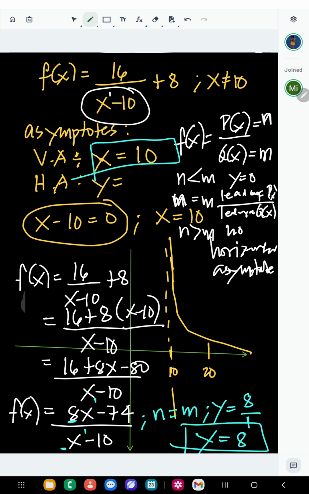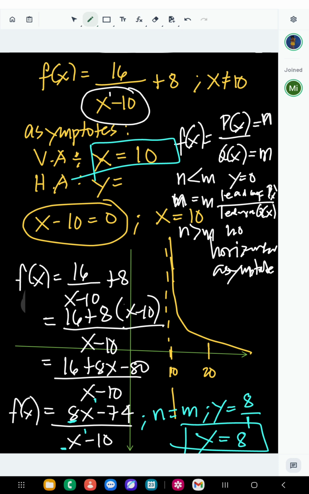Okay, so no questions on this or in finding the asymptote? You just take note that for the vertical asymptote, you set your denominator to 0. And for the horizontal asymptote, you check the degree, or the highest exponent, of the numerator and denominator.